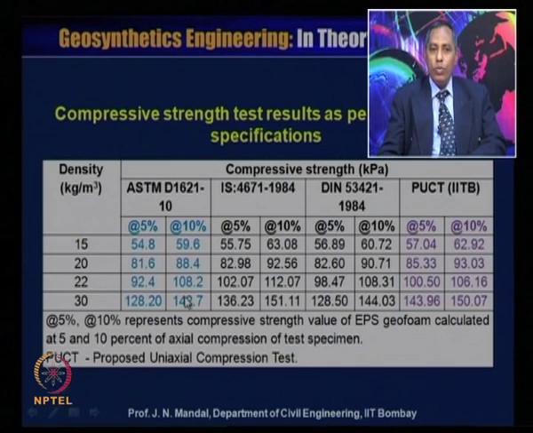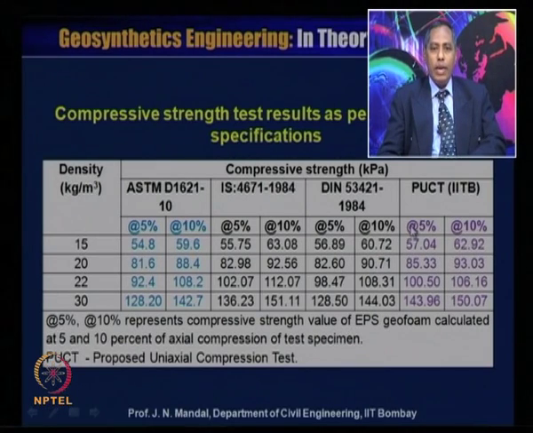So at 22 density, it is 108.2 at 10%, and the proposed is 106.16. At 30 density it is 142.7, and the proposed is giving 150.07. Even then, if you compare with the ASTM, it reasonably matches. So we can recommend this kind of testing for the compressive strength.